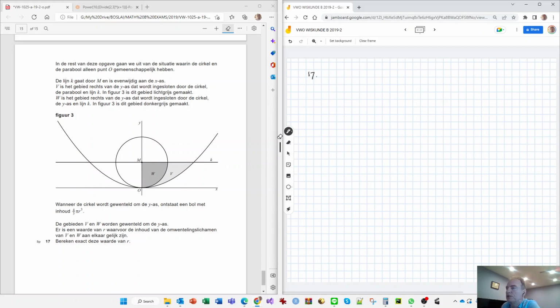They also say that the rotation of this circle around the y-axis is a sphere with a volume given here. And we do the same with V and W. And then they say that there is a certain value of r for which the volumes of rotating V and W are the same. And they ask us to find this value of r.